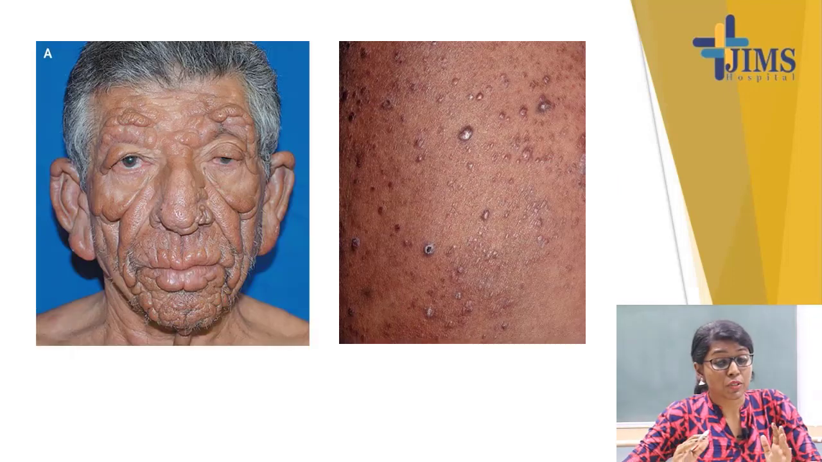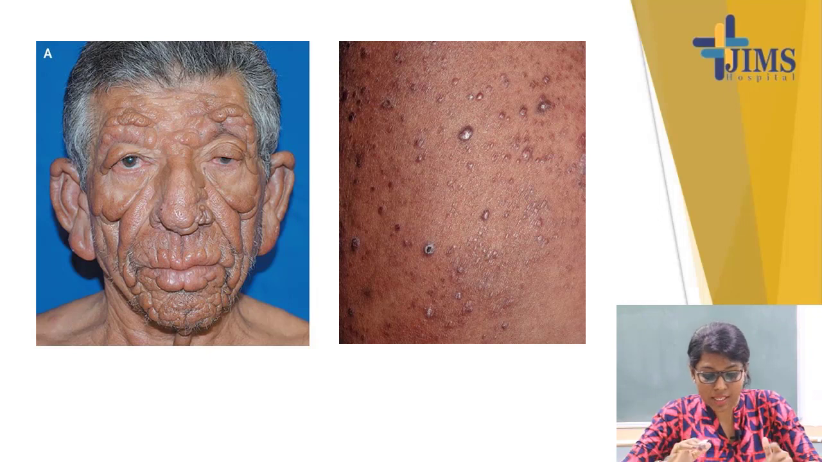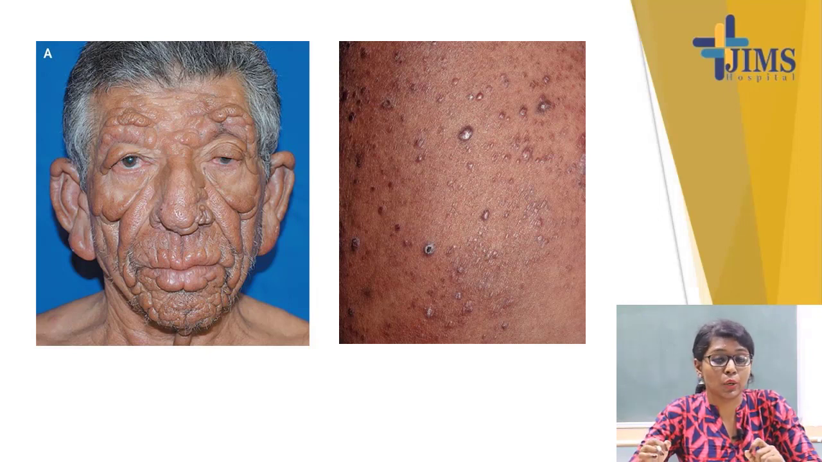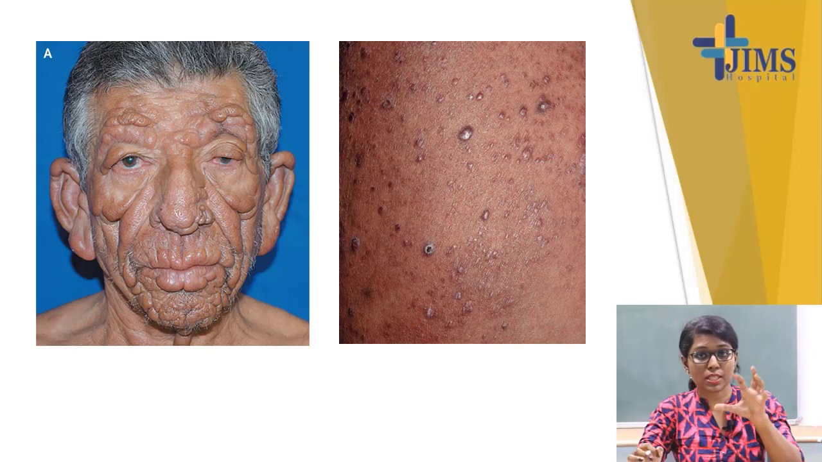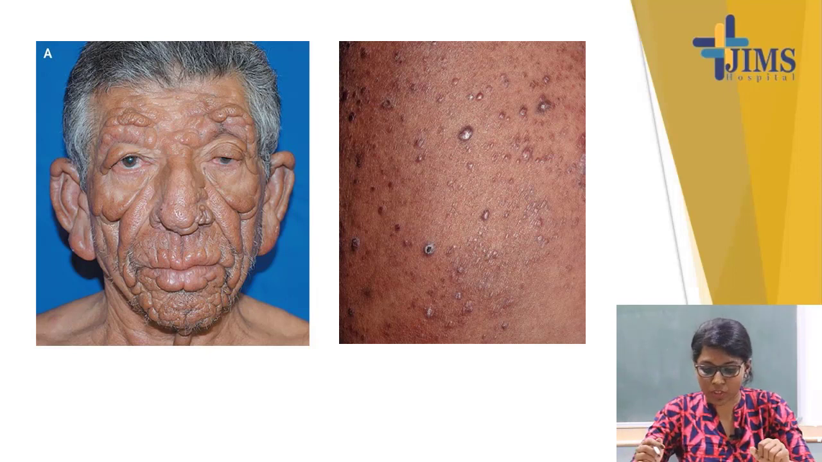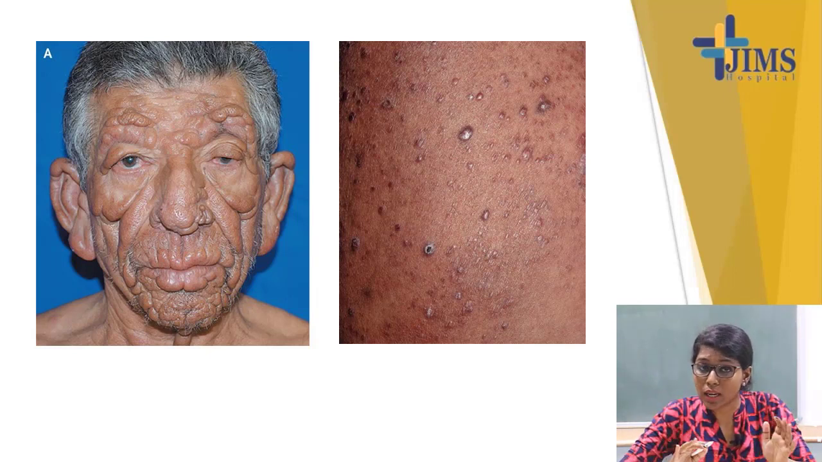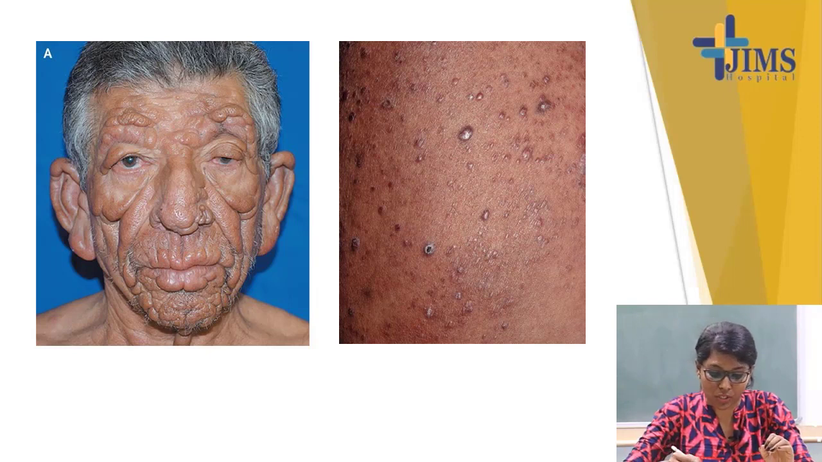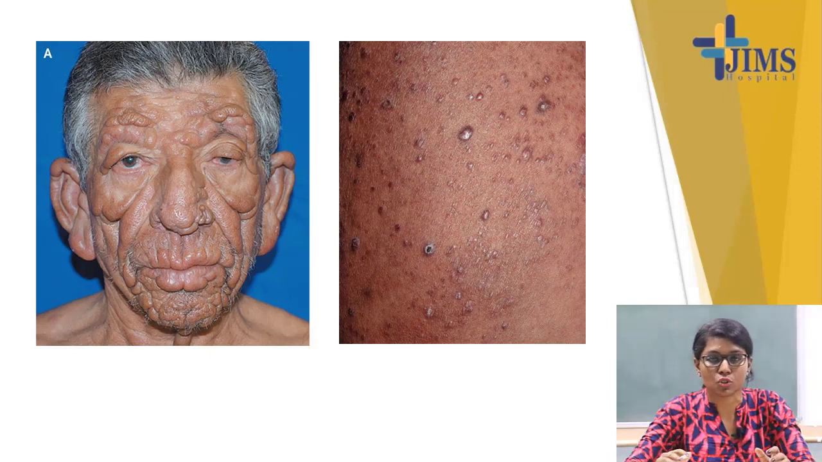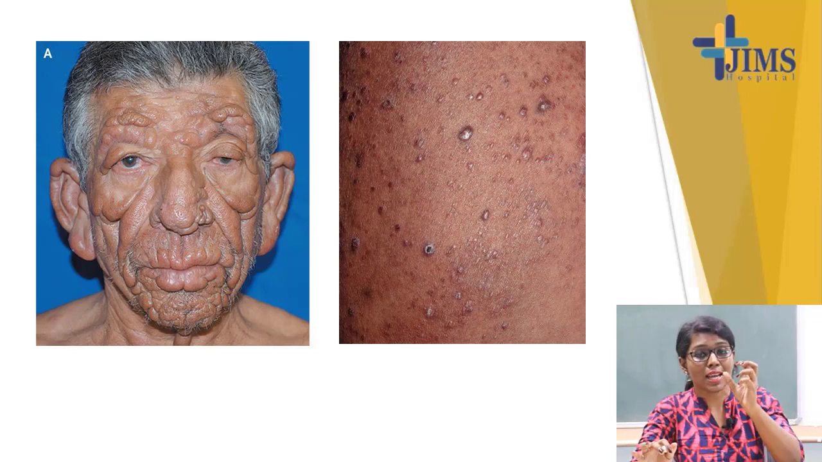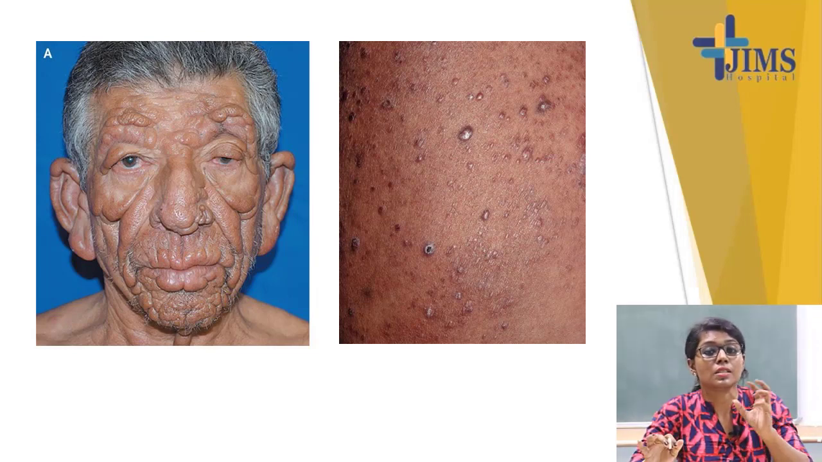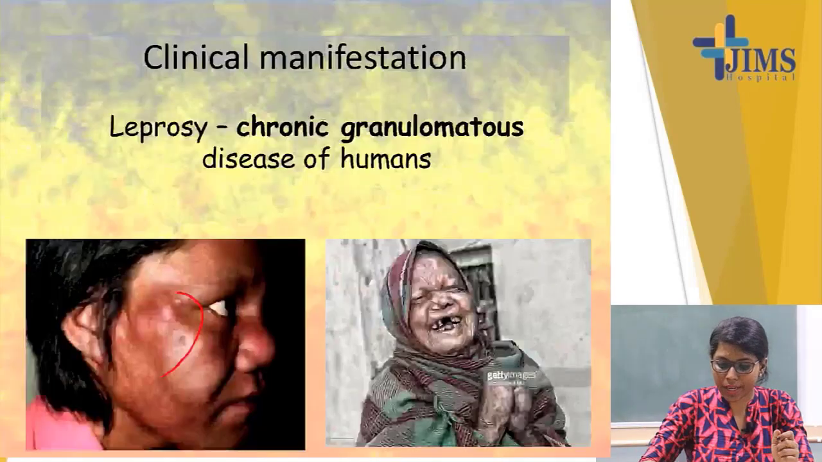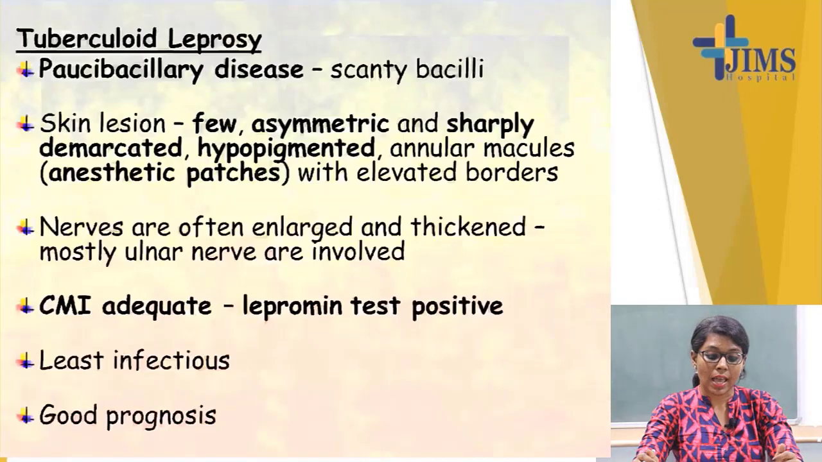You can see in this figure, side A is known as leonine facies. You can see it on the face, it's a skin lesion. And what were the other terms we studied? We studied it is symmetrical and has irregular margins. So if you divide the person's face into two equal halves, the skin lesions will be symmetrical. Alright, so that was about lepromatous LL.